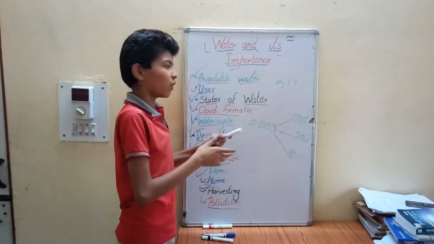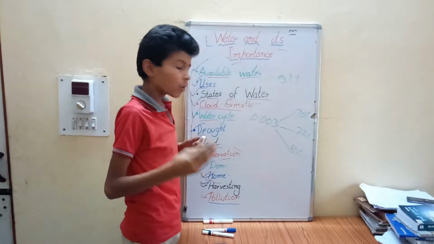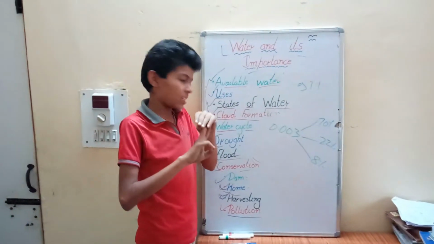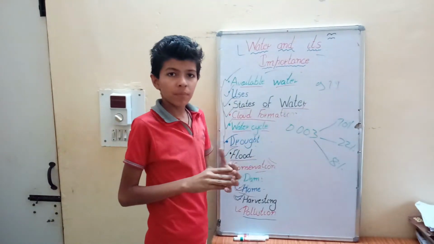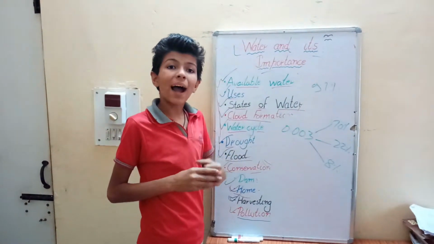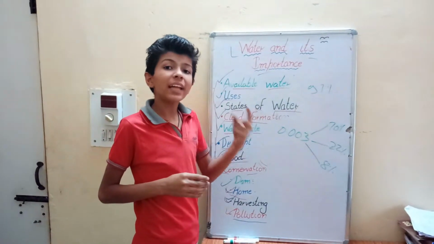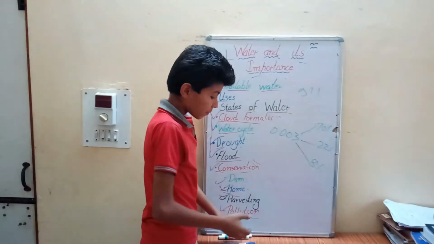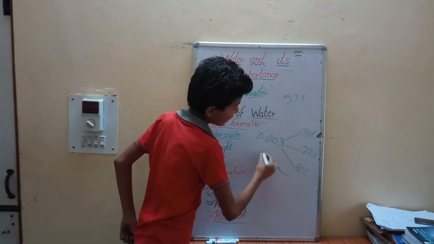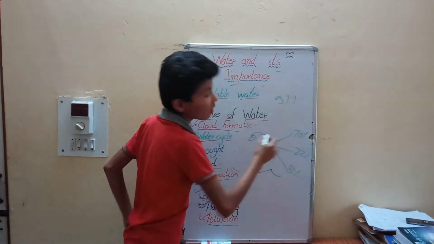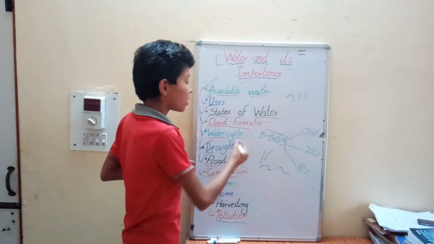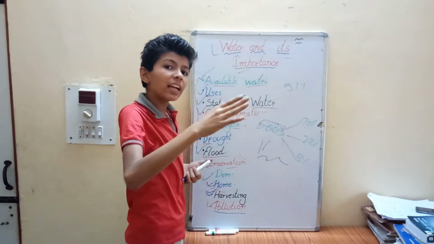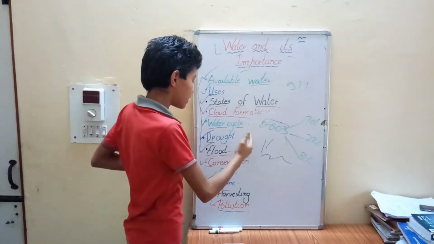Now we have states of water. How many states of water are there? There are three states of water. What are they? Liquid, solid, and gas. How is a cloud formed? A cloud is formed by the method of evaporation and condensation. When the sun's heat evaporates the water on the earth, and it condenses in the atmosphere, a cloud is formed. What is the water cycle? The cycle of water, from evaporation to raining, which happens again and again, is called the water cycle.